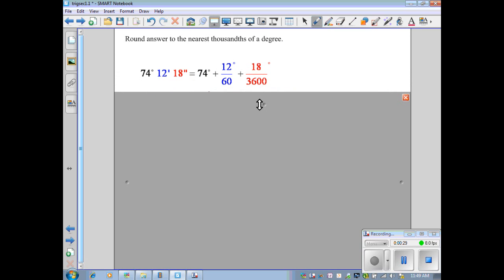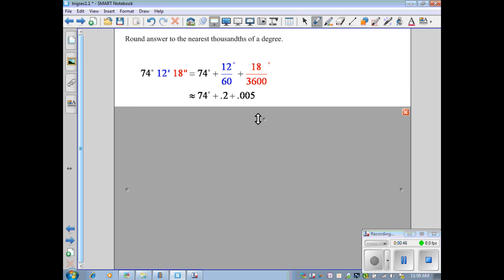We have 74 degrees, 12 minutes, and 18 seconds. 74 degrees is already in the format that we want. For the 12 minutes, we're going to take the 12 and divide by 60. And we're going to take the seconds, 18, and divide by 3600. That'll convert them into decimals.